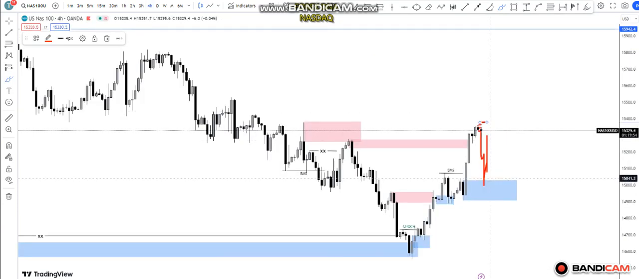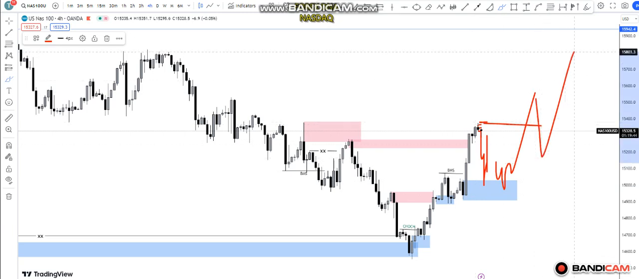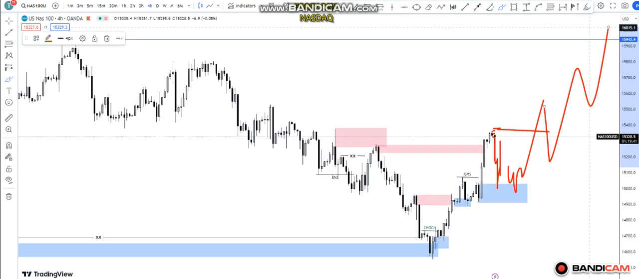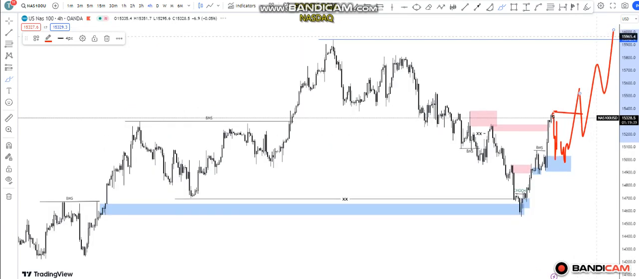You get my point? So we will expect the market to give us the coach here or change of character like this. Then we'll enter a buy. Turning point will be this one. Then it's possible to come back up until it reaches this level, which is the higher point. So I'm expecting the Nasdaq to reach this level for now.